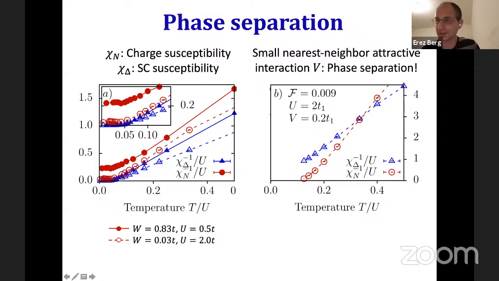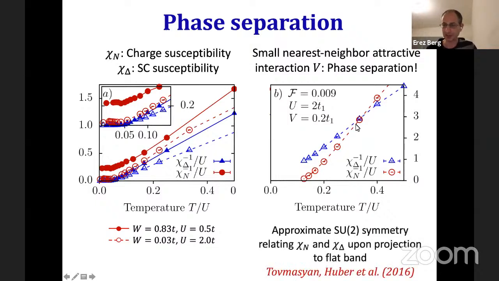It turns out that there's a very simple reason that we learned after doing this simulation. If you project everything to the flat band, which is justified in the limit where the band is exactly flat and the interaction is much smaller than the band gap, then there's an emergent SU2 symmetry that relates the charge and superconducting sectors. In the limit where the band is exactly flat and the interaction is very small, these two sectors become exactly degenerate, and we're approaching that. That's why the two sectors are nearly degenerate.